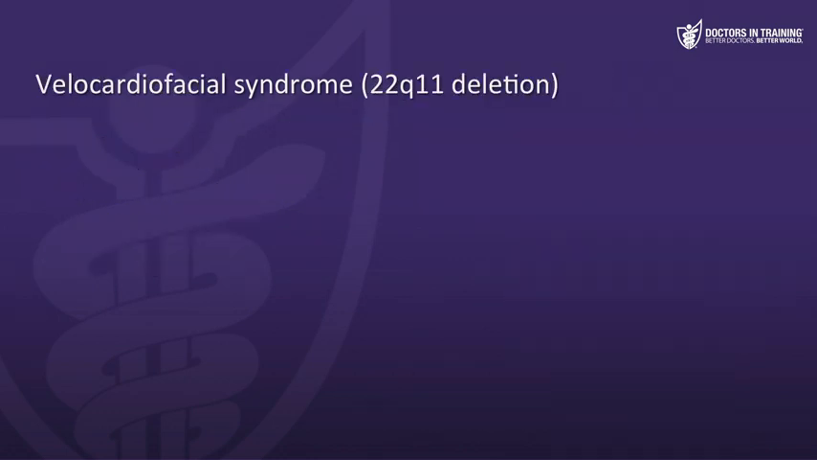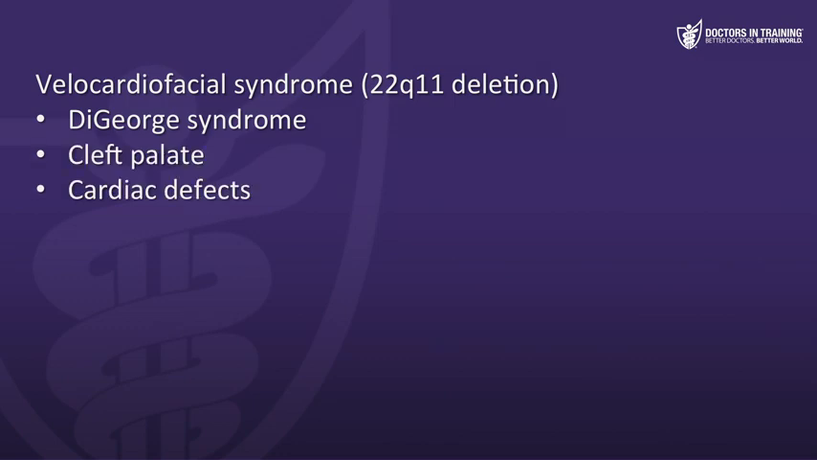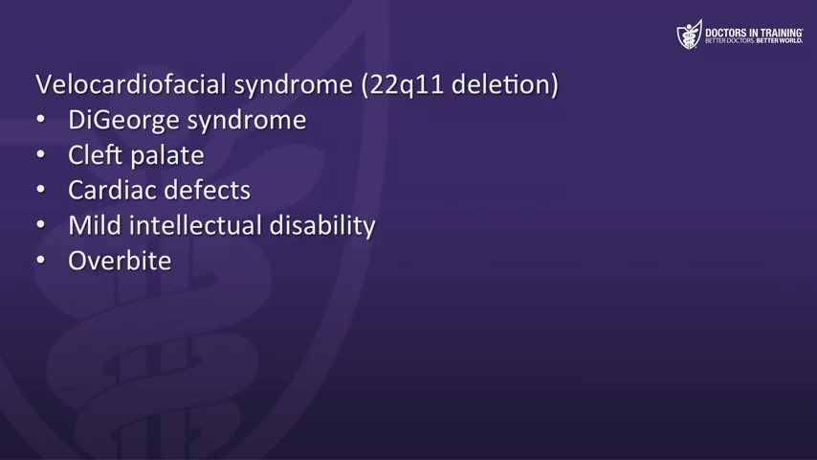Moving on, velocardiofacial syndrome. This is a 22q11 deletion. It's associated with DiGeorge syndrome. Also, these patients have a cleft palate, cardiac defects, mild intellectual disability, significant overbite, and speech disorders. Early mortality can result from associated cardiac complications or DiGeorge syndrome. And you might remember DiGeorge is characterized by T-cell deficiency and hypocalcemia.